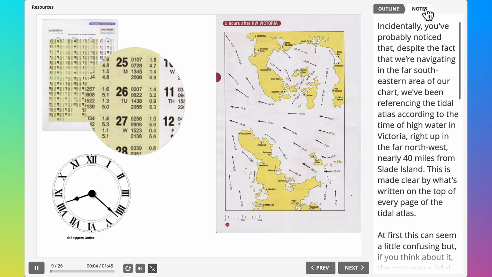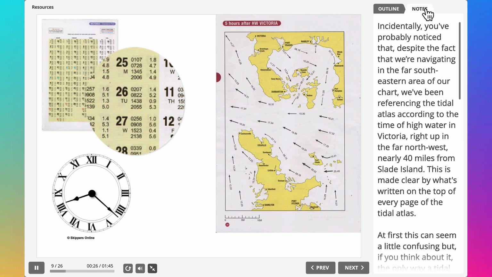Incidentally, you've probably noticed that despite the fact that we're navigating in the far southeastern area of our chart, we've been referencing the tidal atlas according to the time of high water in Victoria, right up in the far northwest, nearly 40 miles from Slade Island. This is made clear by what's written at the top of every page of the tidal atlas.